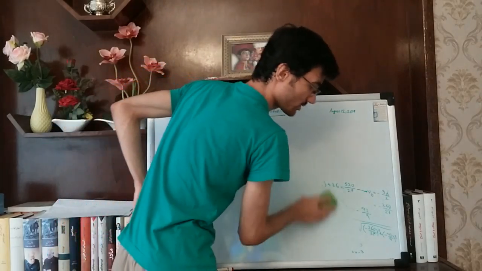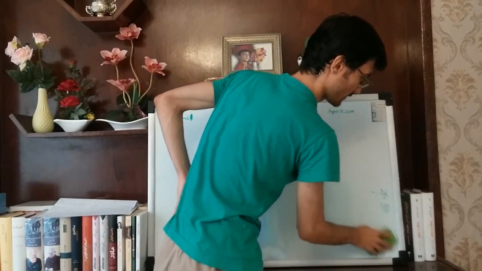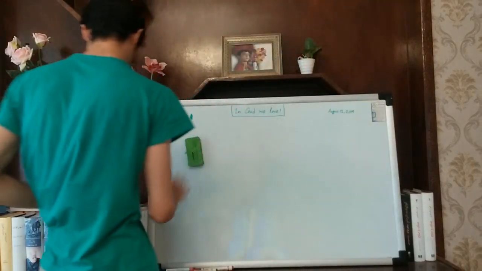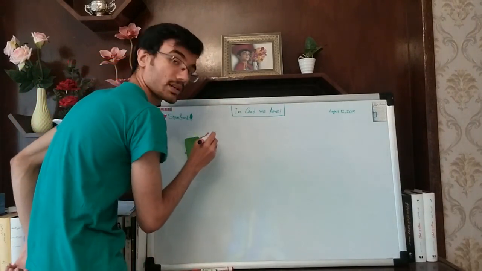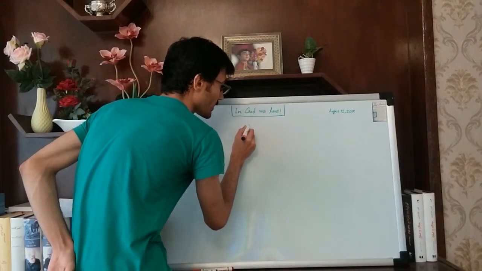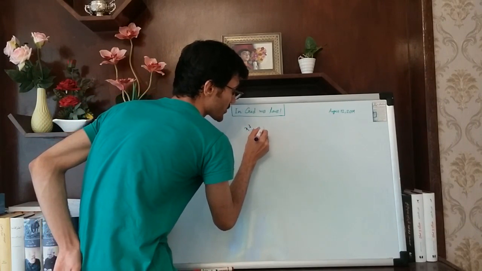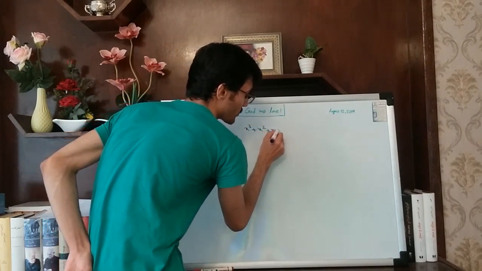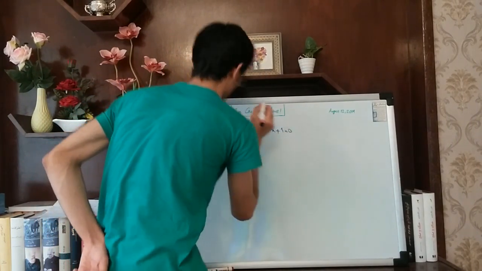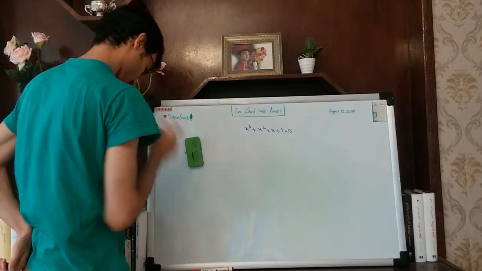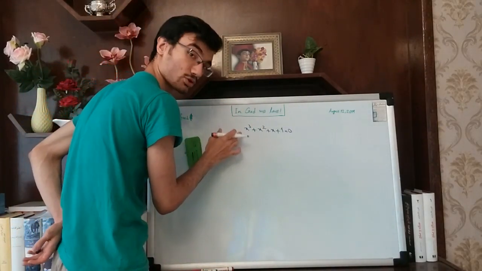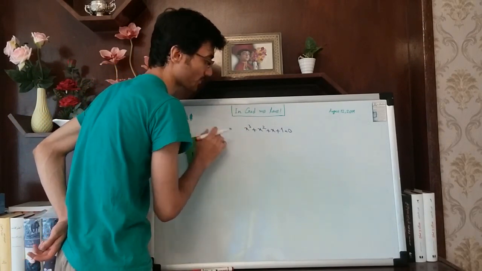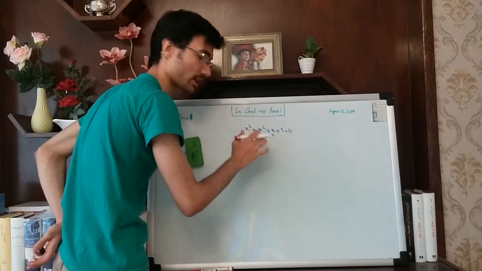Let's have another example. This is our last example. x cubed plus x squared plus x plus 1 equals 0. First we should check the coefficient of x cubed. It is 1 and it's okay.